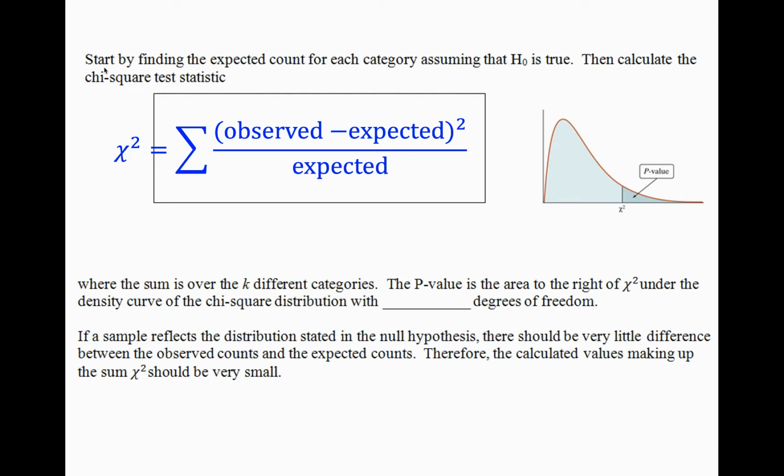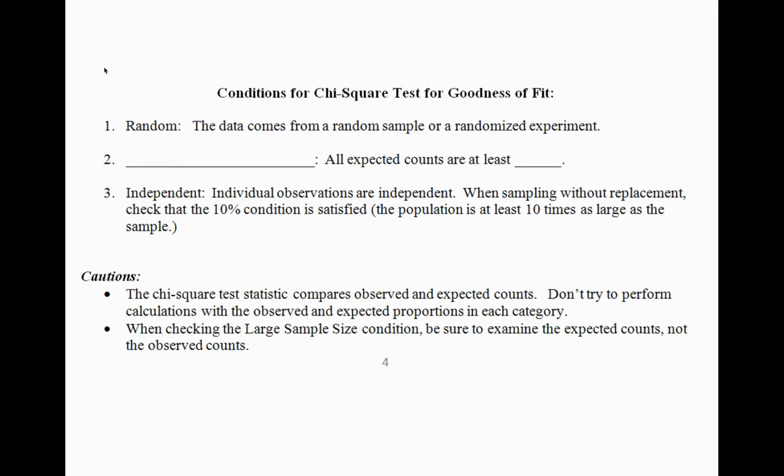Now, remember, we are looking at the number of categories. We use K to represent that. And so our degrees of freedom is always going to be K minus 1, number of categories minus 1. And our p-value is always going to be represented by the tail of the graph. And the chi-square distribution is skewed.